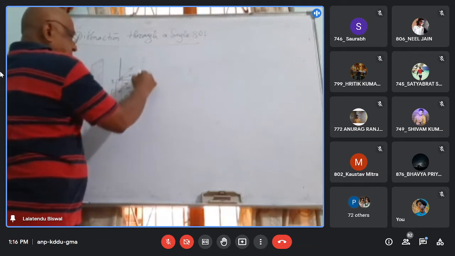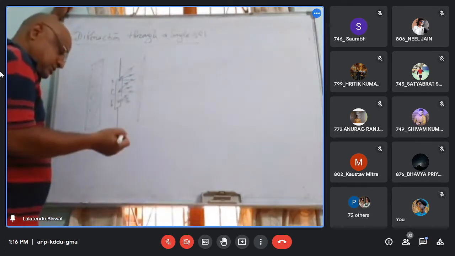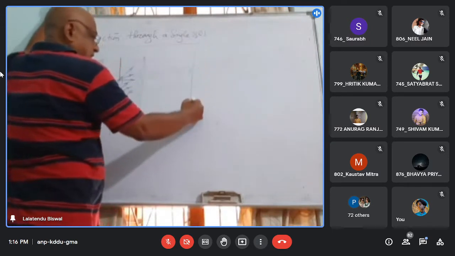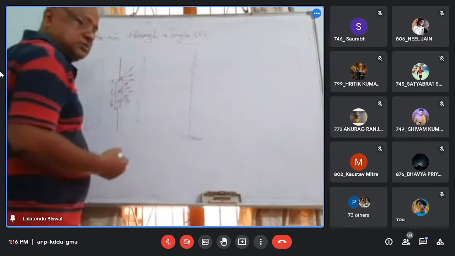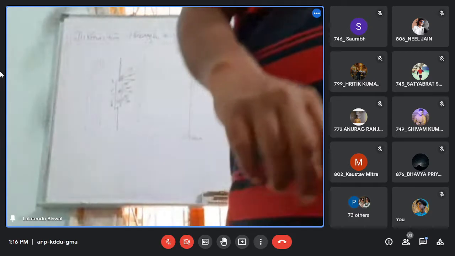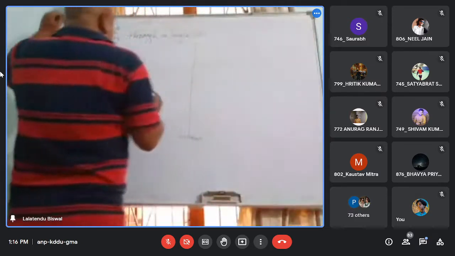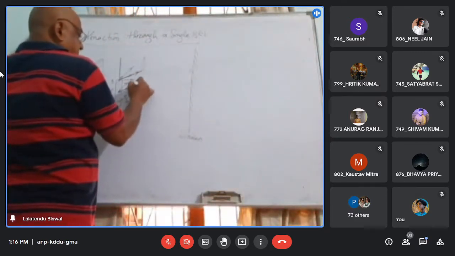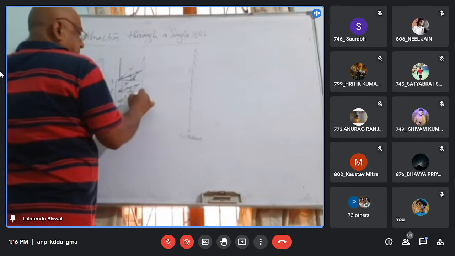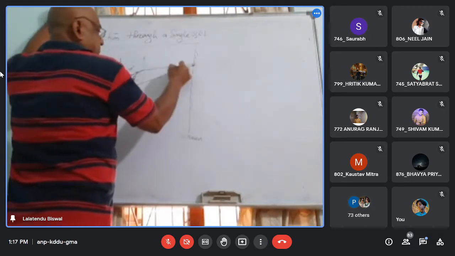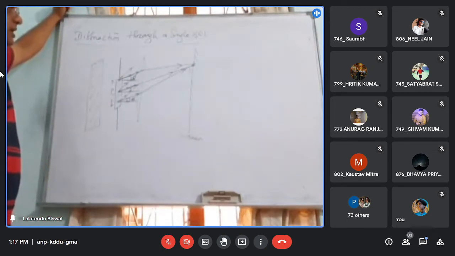After that we kept a lens. In the focal plane of the lens, we kept a screen. These secondary waves, bent at theta with the incident direction, were made to superpose at a particular point by the lens. Such an infinite number of secondary waves bent at theta are made to superpose at a point on the screen.